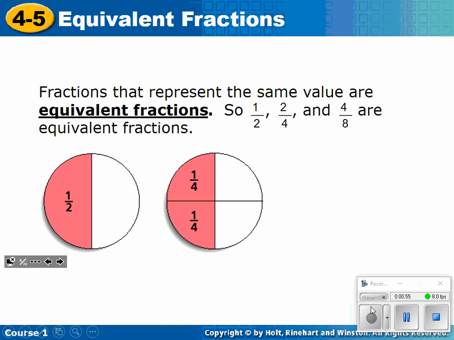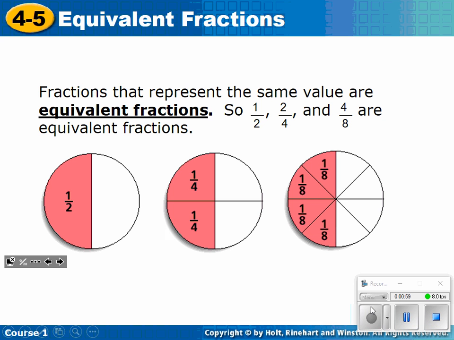Well, the next one I tried, I got smart and I decided to cut it into 8 pieces, except I ate 4 of the 8, which means I still ate half the pie. Those are equivalent fractions, 1/2, 2/4, and 4/8. They're equivalent, meaning it still has the total same value. And if you made them into decimals, Anna, are you with me?